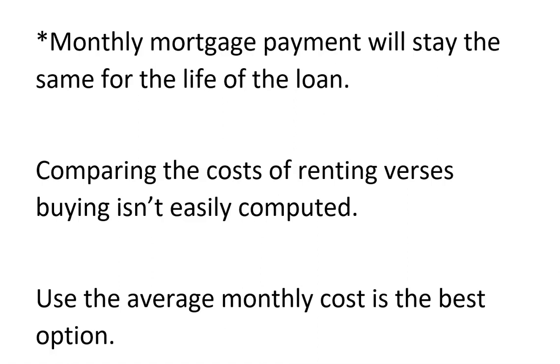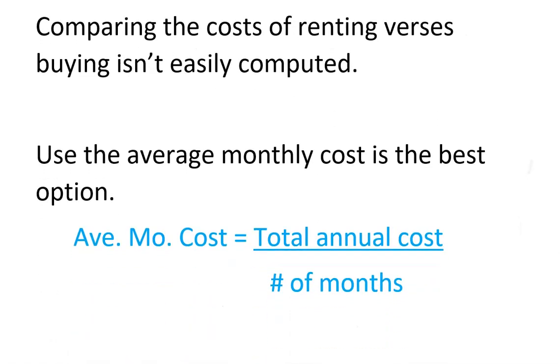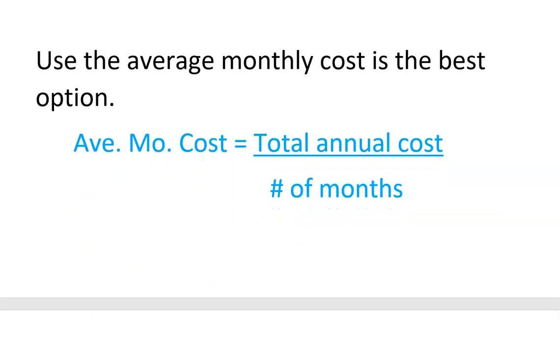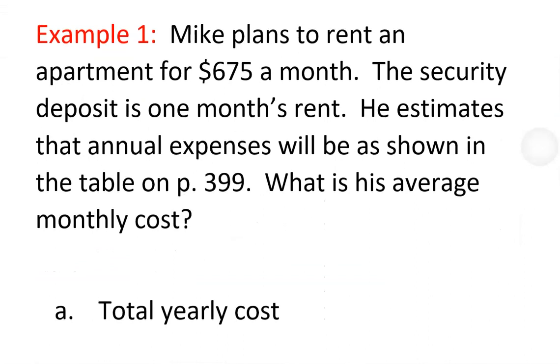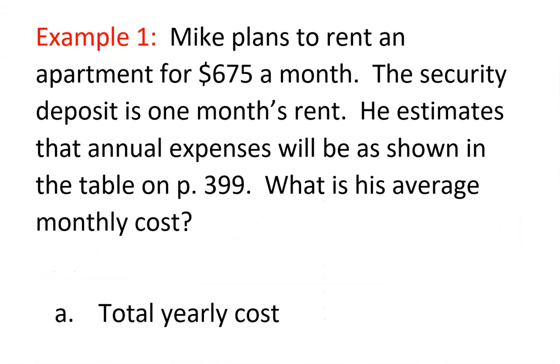Comparing costs of renting versus buying isn't easily computed, so they're doing the best they can in this section. We're going to do the total annual cost divided by the number of months. Here's our example. Mike plans to rent an apartment for $675 a month. The security deposit is 1 month's rent. He estimates that the annual expenses will be shown as in the table on page 399. What is the average? So let's look at the table on 399.